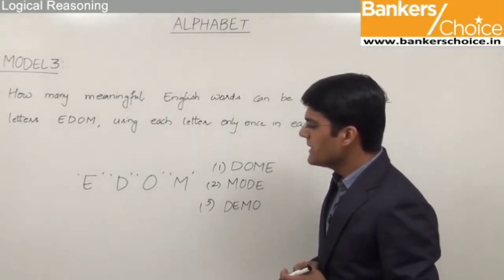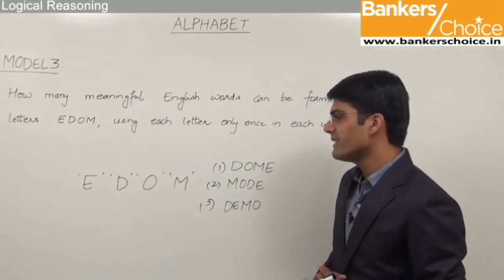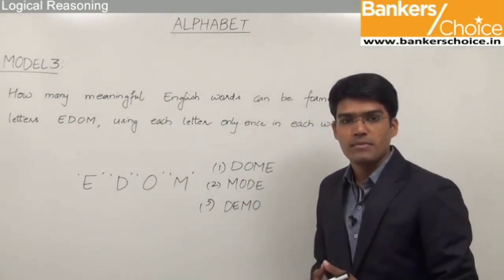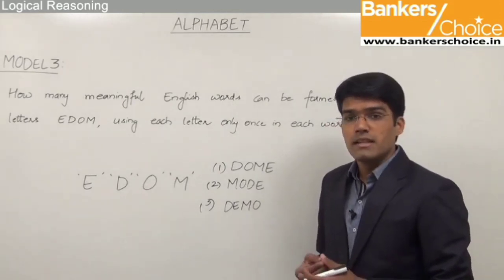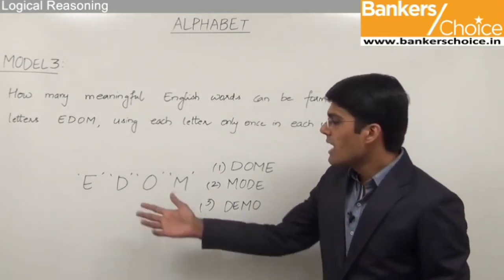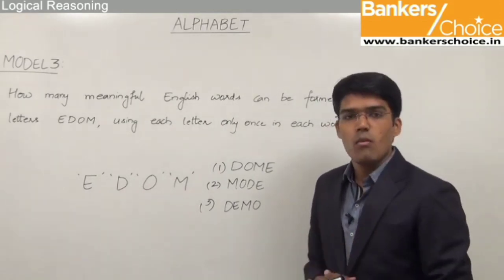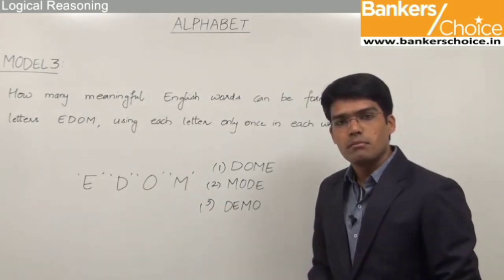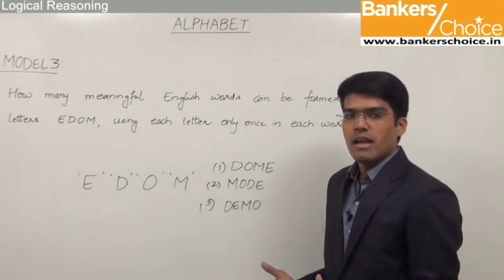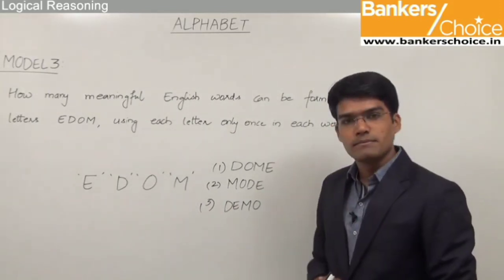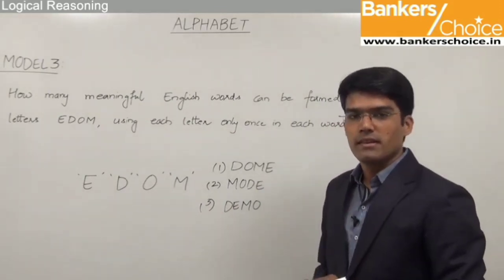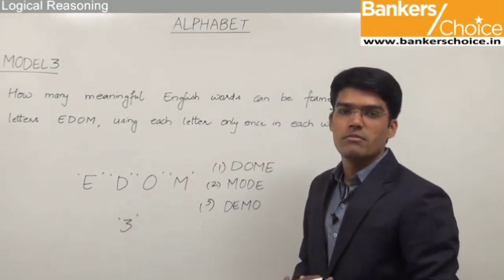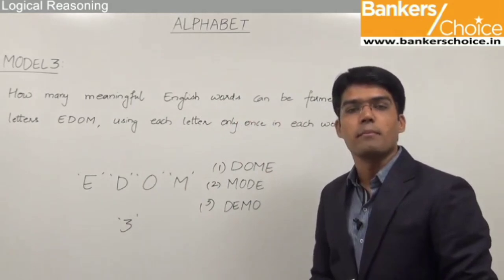And I am not able to make any fourth word out of the given letters E, D, O, M. So I may go ahead with the answer 3. But this doesn't mean that there is no other word possible out of these letters. There can be one more word or two more words with these letters E, D, O, M. But in this limited time, I am able to make only 3 of them. So if you are ready to take a risk, you can say that the answer here is 3. That is, 3 words can be formed with the letters E, D, O, M.